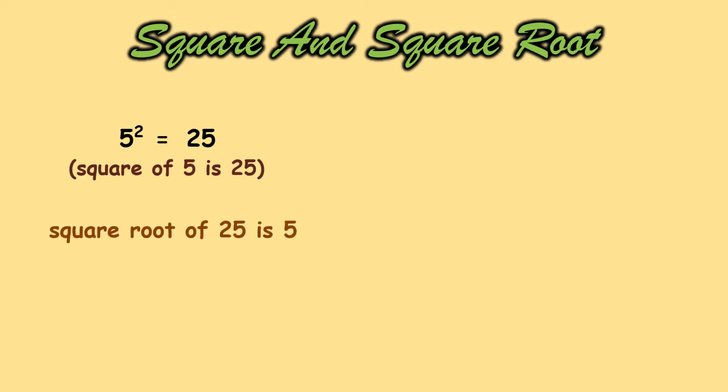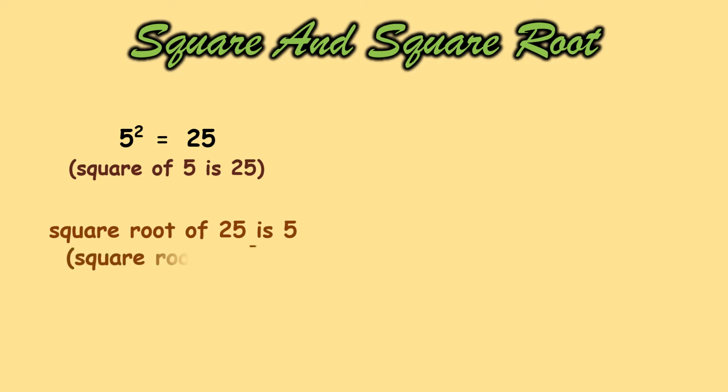Now, in the earlier class, we already learned that the square of a number is when the index is 2. For example, 5 raised to 2 is read as 5 square. So what is the value of 5 raised to 2, or 5 square? It is 5 into 5. The answer is 25. So I can read this as square of 5 is 25. But this can be read the other way around. That is, the square root of 25 is 5.